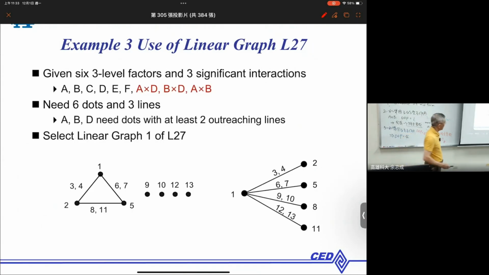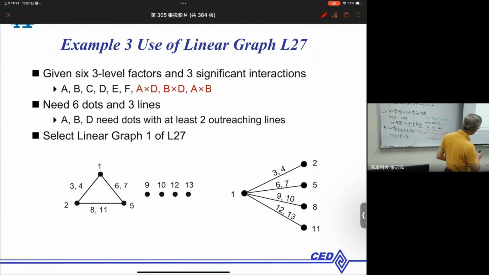Okay, so we have two linear graphs we can select. Now let's look at the interaction first. We need to find the interaction to assign AD, BD, and AB. You can see A happened 2 times, B 2 times, D 2 times. So you need to find an interaction with 3 dots. Each dot has 2 lines. So this one is no good. This one is okay. Can you understand?